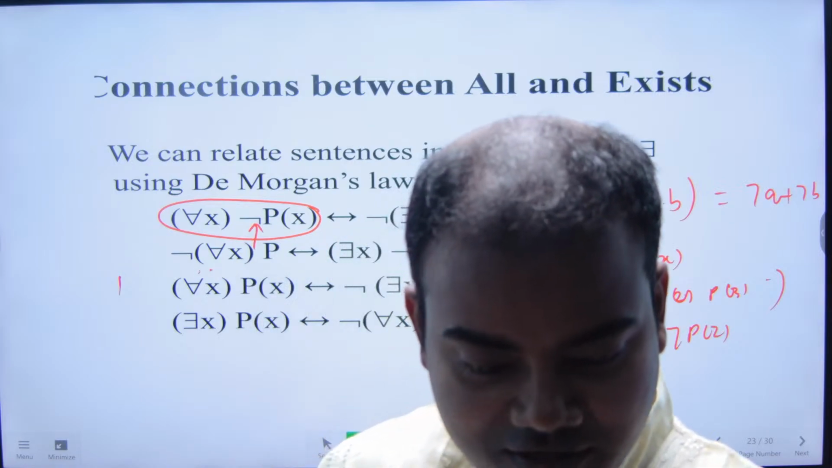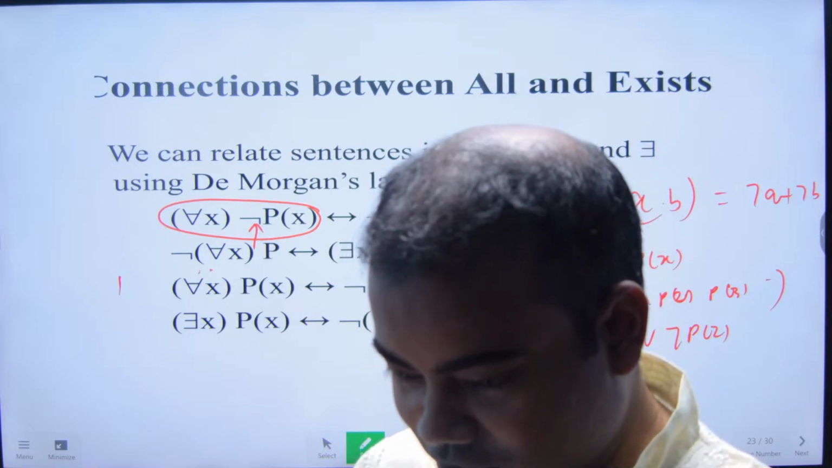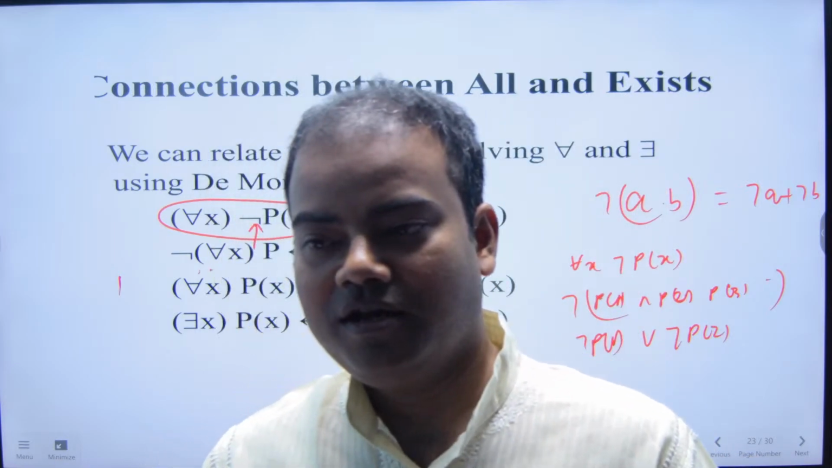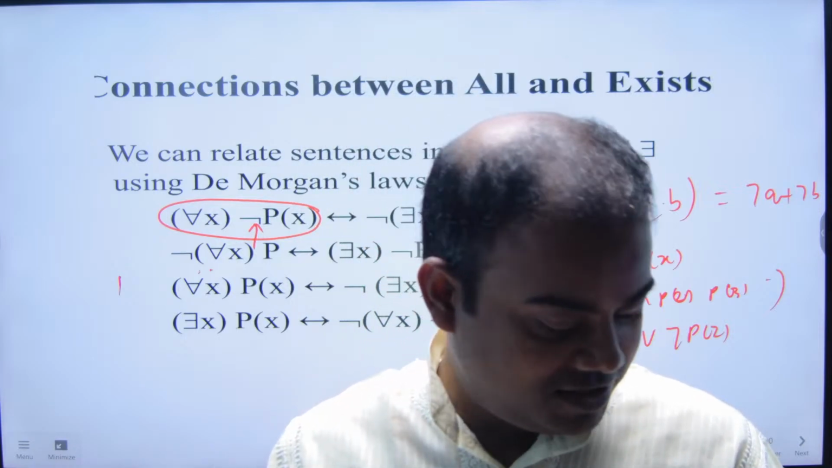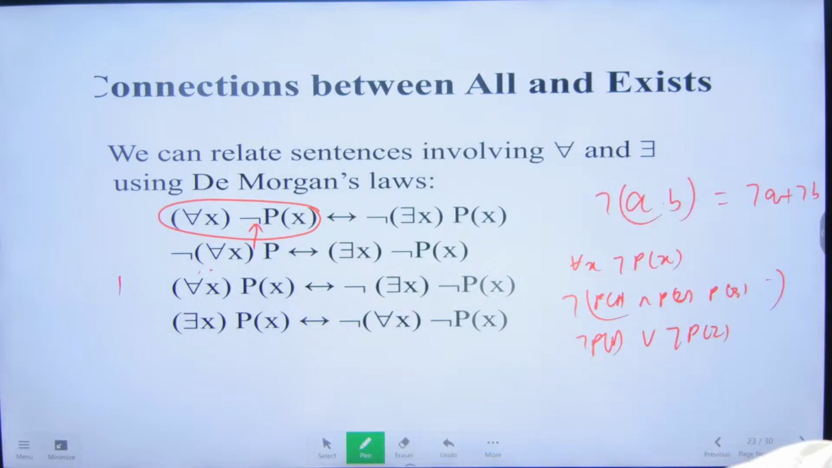Which semester are you in right now? Fourth semester. You are also in fourth semester. Okay. So both of you are in this semester. What are the subjects? Discrete maths. Algorithms. Yes.